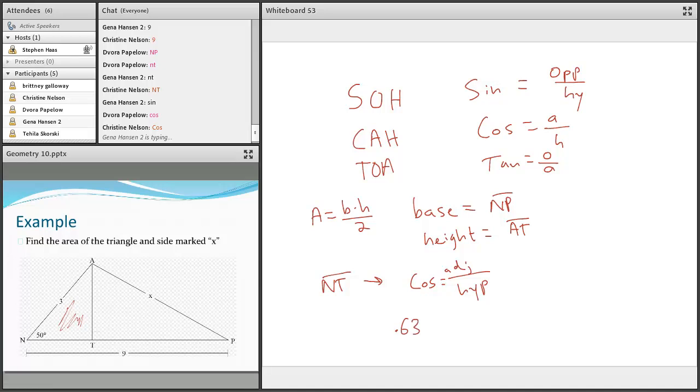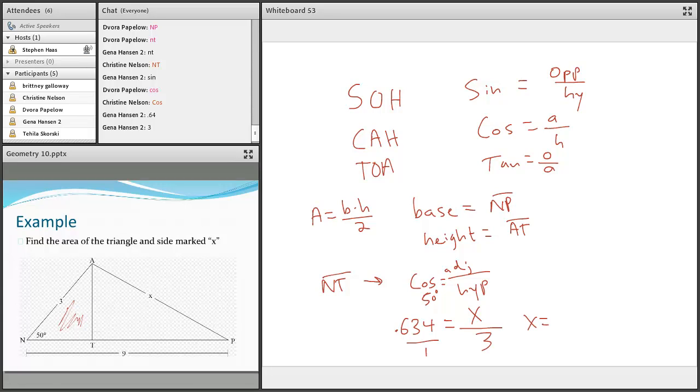0.643, which is the cosine of 50 degrees, equals the adjacent. We don't know what the adjacent is, so we'll call it x. And what are we going to put on the bottom over here? 3. Good, because that's the hypotenuse. So then you cross multiply, so you get x equals 0.634 times 3.